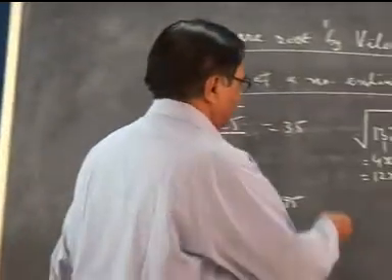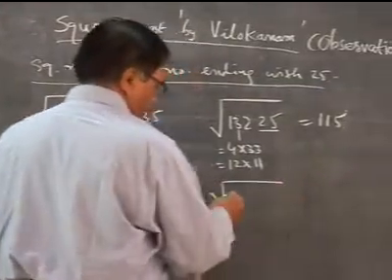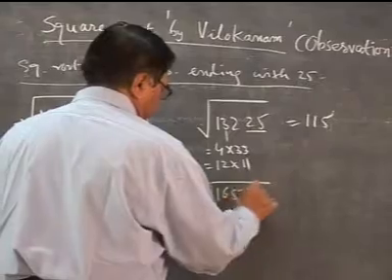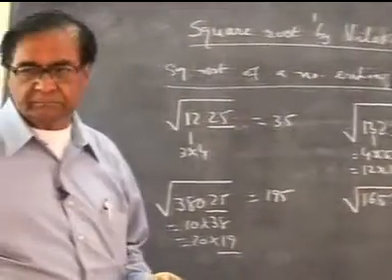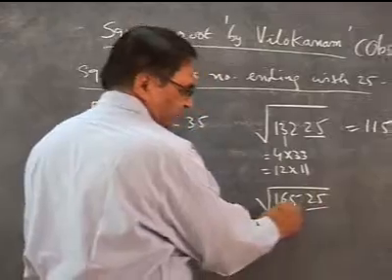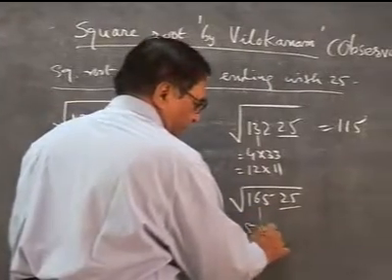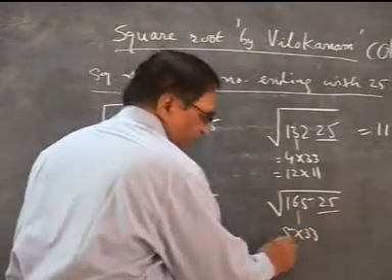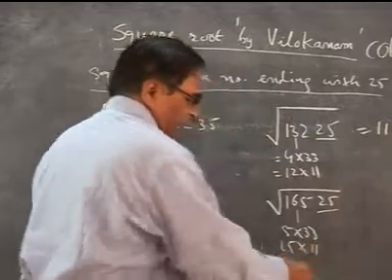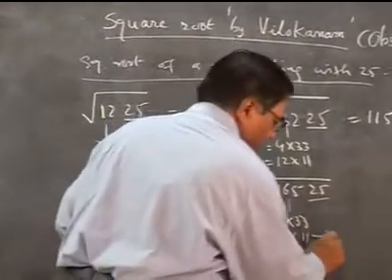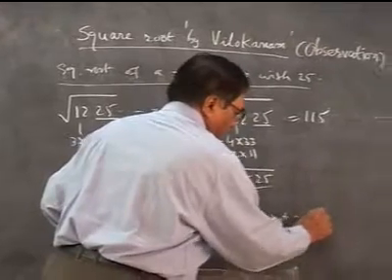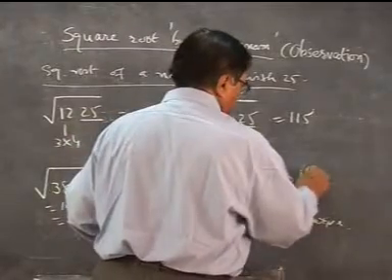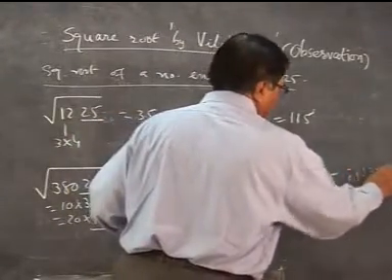I shall take you to under root 165.25. Reject 25. This is nothing but 5 into 33. And if you take 3 from here, 15 into 11, they are not consecutive. So you can say not consecutive, and so this implies 165.25 is not a perfect square.